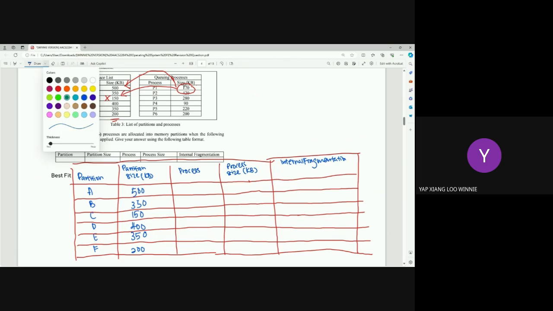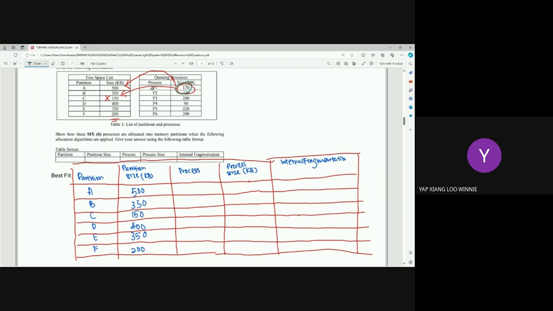Okay, now you see the first one, 170, process 1. The partition that can give us the least fragmentation or least wastage would be partition F, because 200 minus 170 is just 30. Okay, the fragmentation is the least one. So you put process 1 over here.